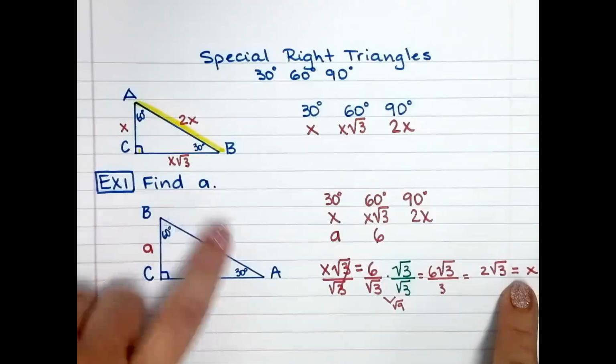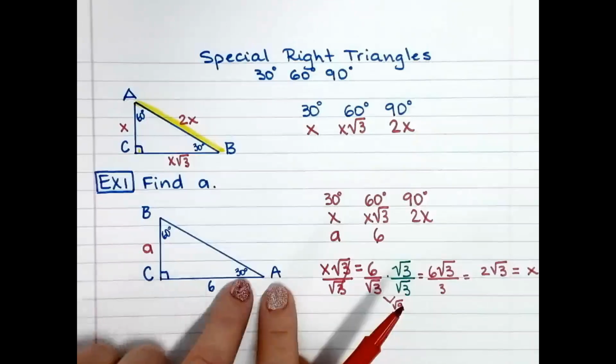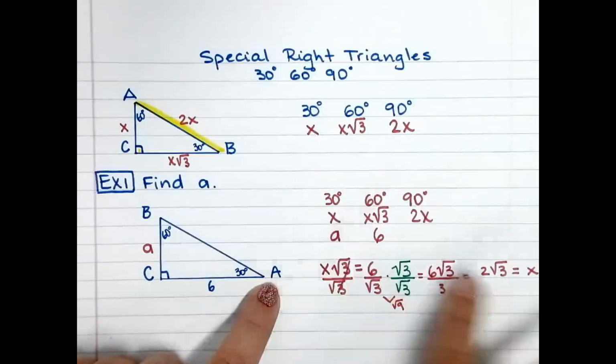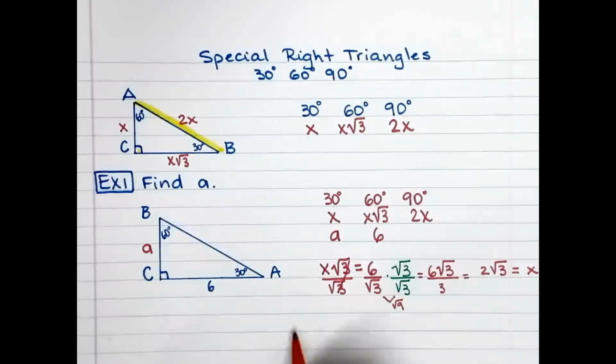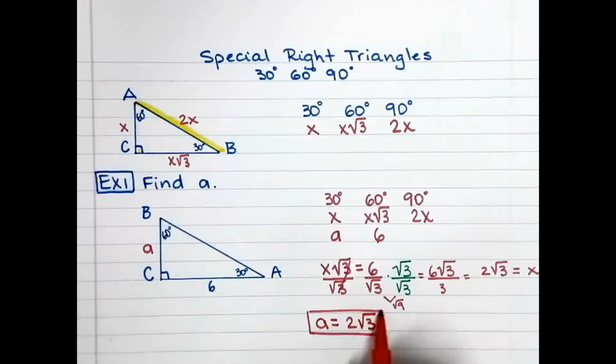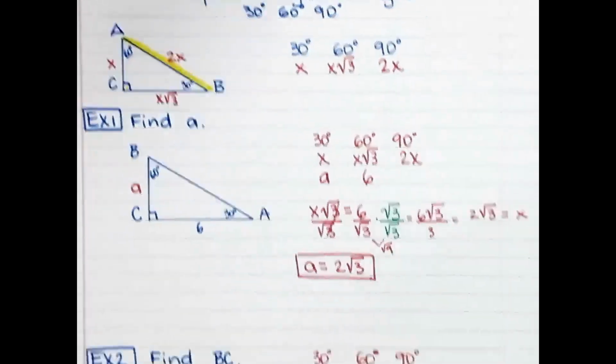So find a. A is just the ratio right across from 30. So 30 is right there. It's the same as a. Therefore, a equals 2 square root of 3. One more.